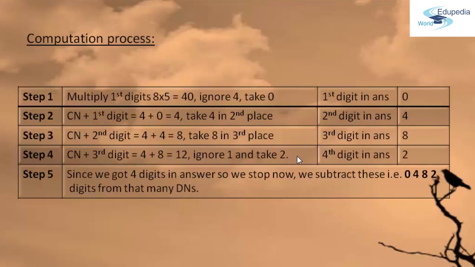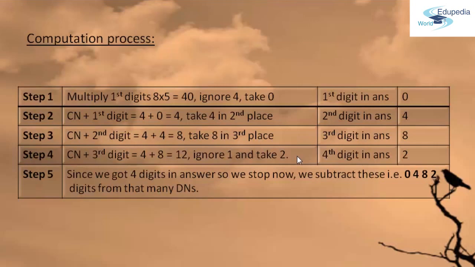Moving to step number 2, we add the Cn with the first digit we got in the answer. So 4 plus 0, we get 4, and we write this 4 in the second place in the answer. Moving to step 3, we add Cn with the second digit of the answer. So 4 plus 4, you get 8, and again we place this 8 in the third place of the answer.